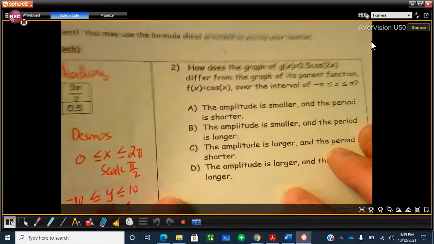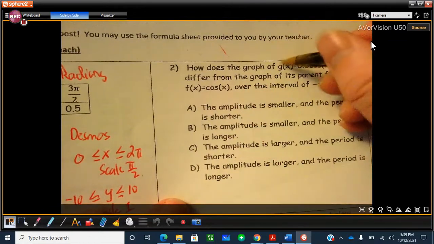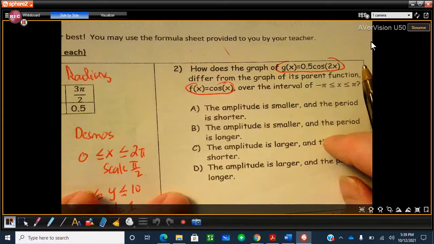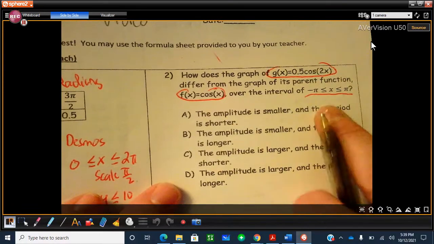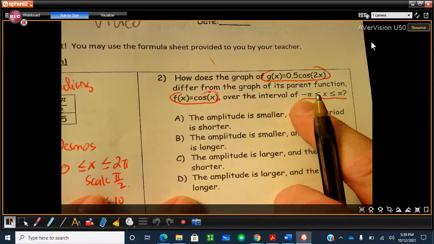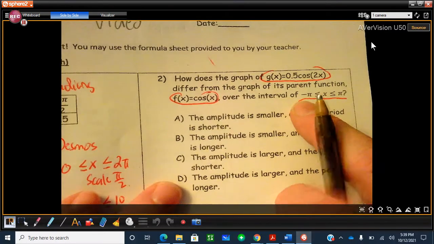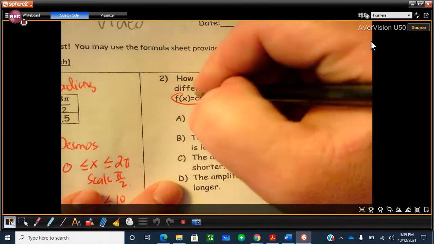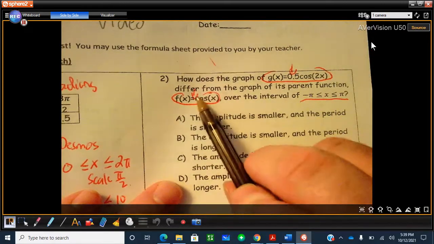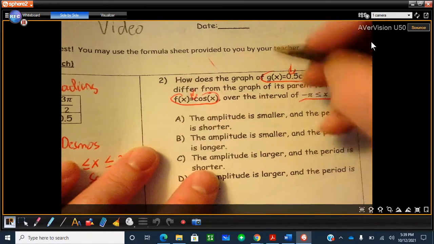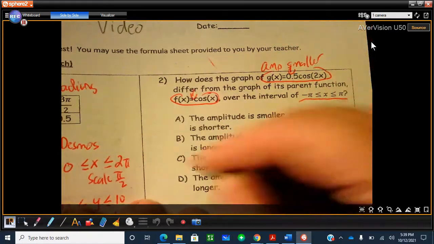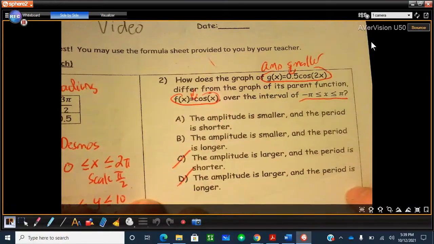Okay, number 2. How does the graph differ? Okay, so we're comparing this graph to this one, and they give us an interval, x values that we're going to look at. So we could graph these and see how it changes, or we can just look at the parent function. So we know right away this amplitude is a half, that amplitude, because nothing there, is 1, so my amplitude is smaller. So when I look at that, I go, okay, C and D are out.